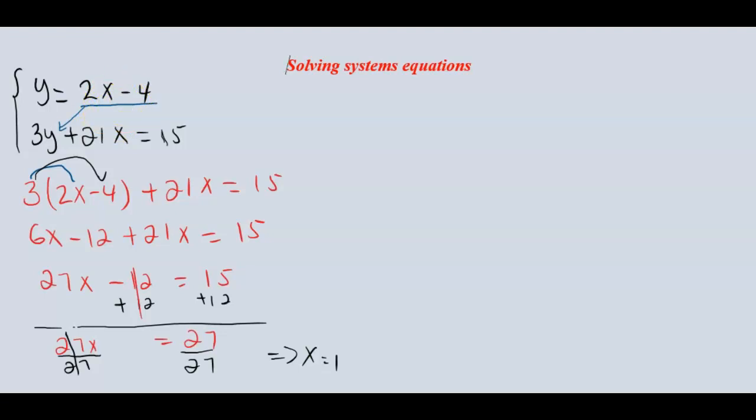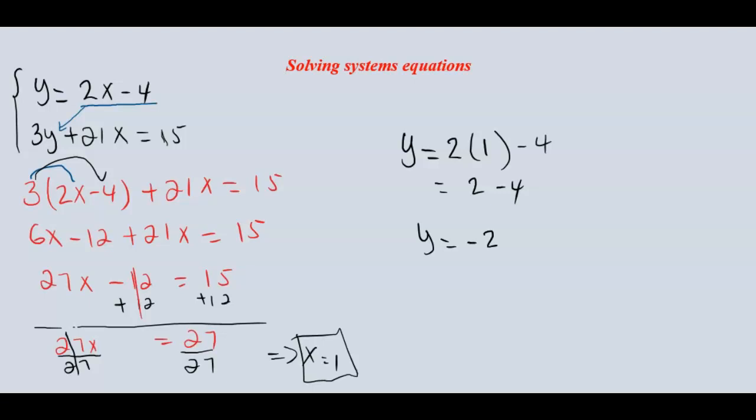So we're going to have y equal 2 times x, which is 1, 2 times 1 minus 4. So 2 times 1 is 2 minus 4. So therefore y is equal to 2 minus 4, which is negative 2. So y equal to negative 2. So the solution is 1 and negative 2.